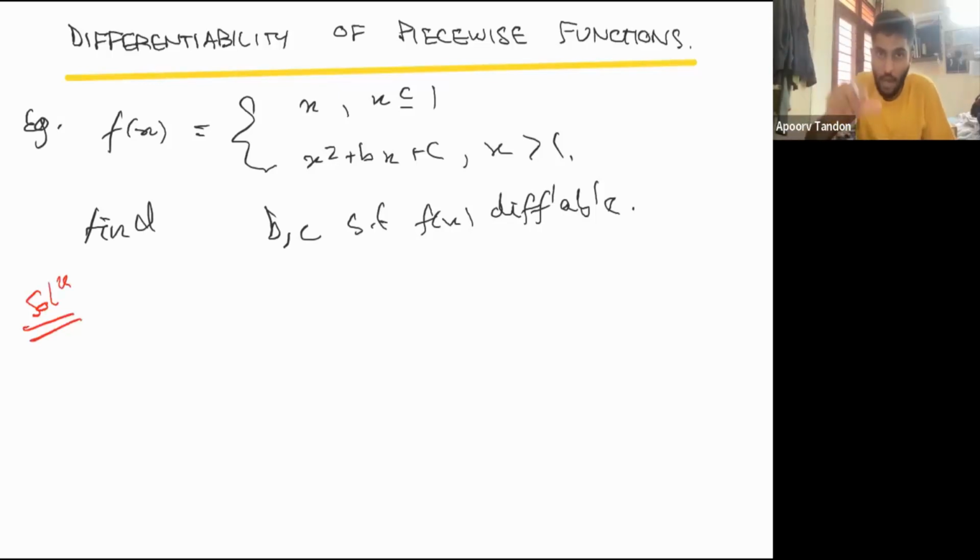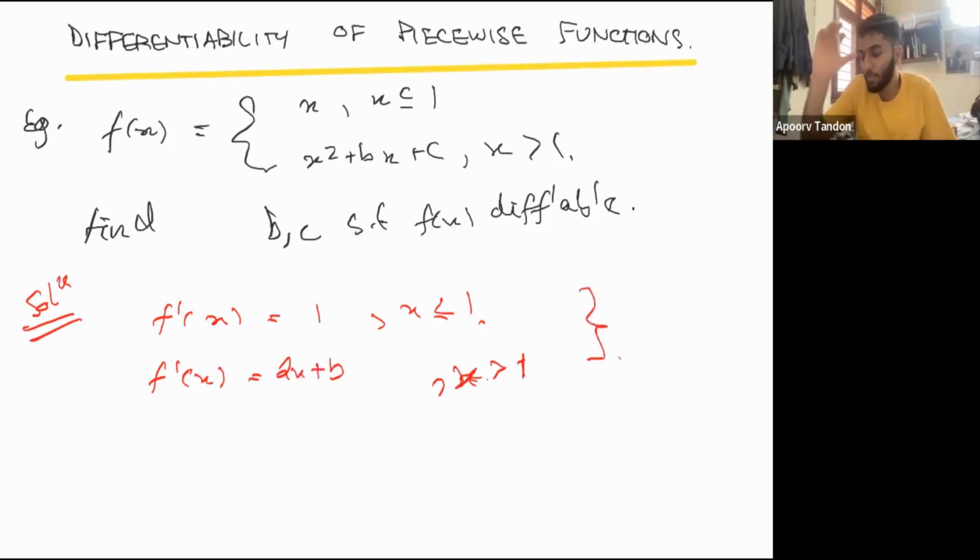So the solution for this would comprise the evaluation of differentiability at x equals 1. For this piecewise function, on the left-hand side and the right-hand side, we know it's differentiable at every point, and we also know what the derivative is. For all points less than 1, the derivative f dash of x is 1, by elementary principles, d by dx of x is 1. For all points greater than 1, we apply rules of differentiation, and f dash x would be 2 times x plus b.